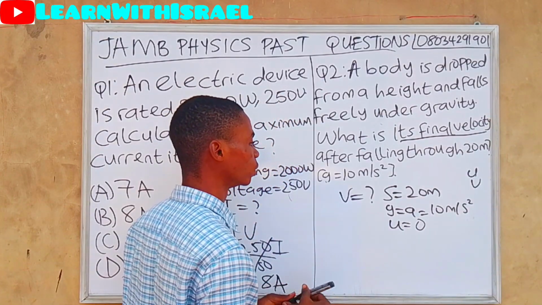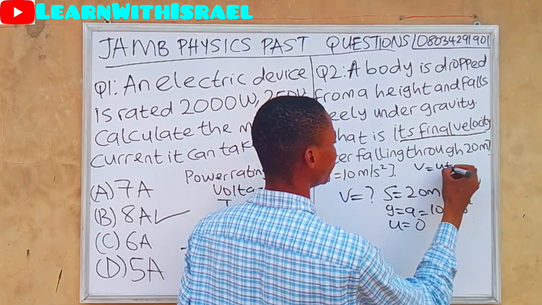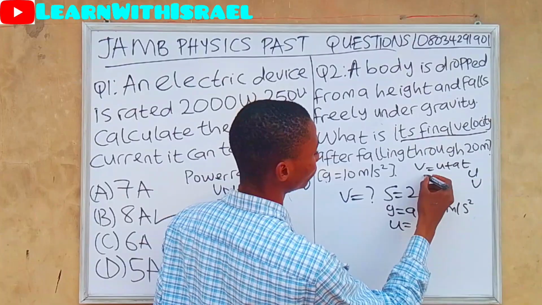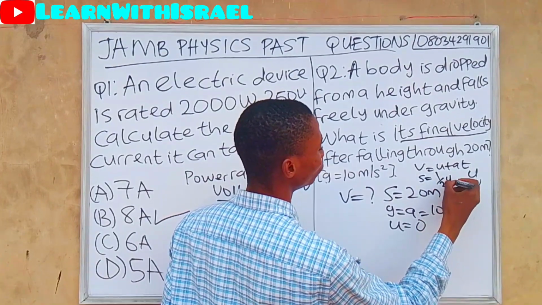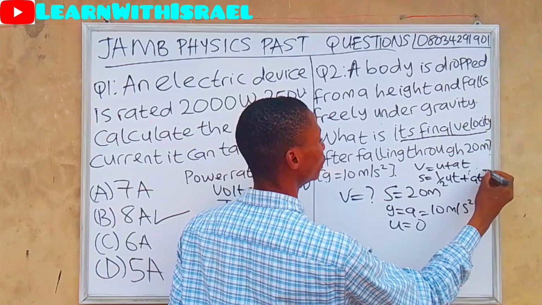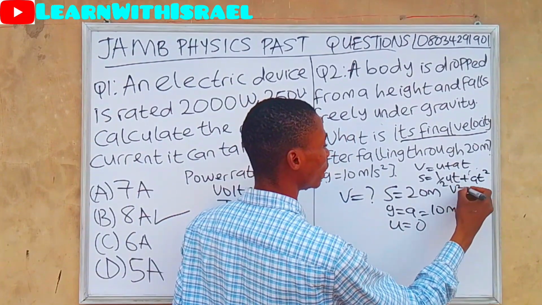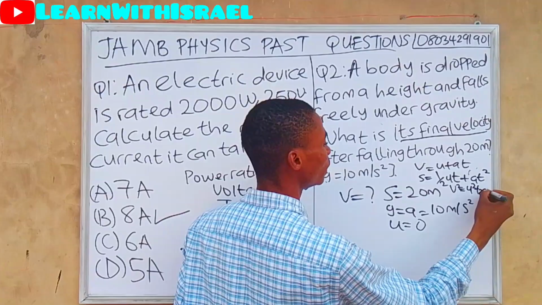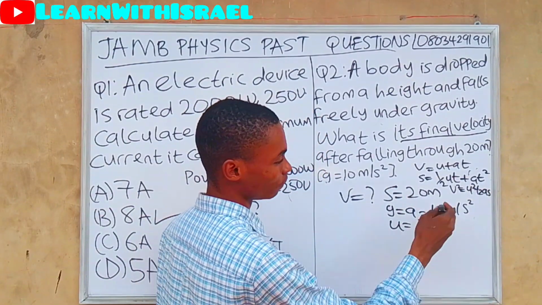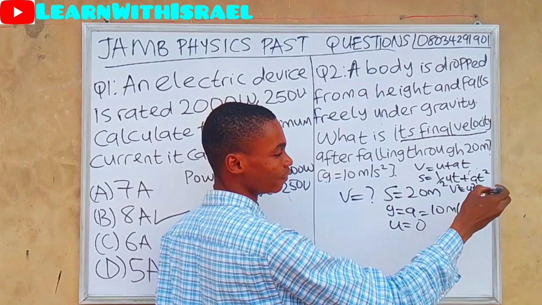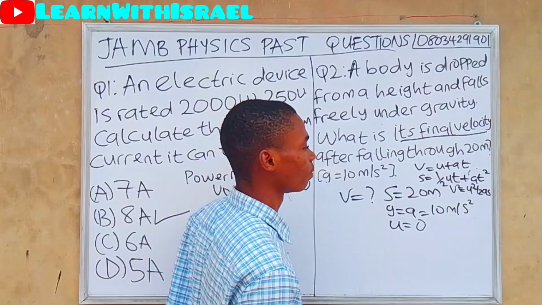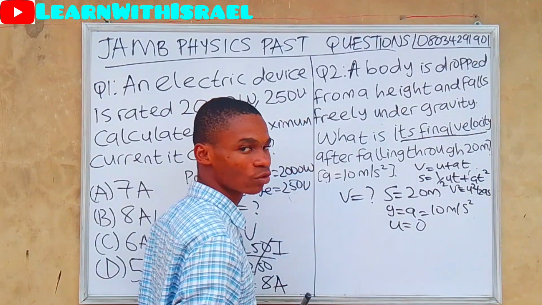So which formula are we going to use? Are we using v equals u plus at? No, we are not given time. Are we using s equals ut plus half at squared? No. Are we using v square equals u square plus 2as? Yes. Why? We don't have the value for v, but we have the value for u, we have the value for a, we have the value for s. So this is the suitable formula for this particular question.